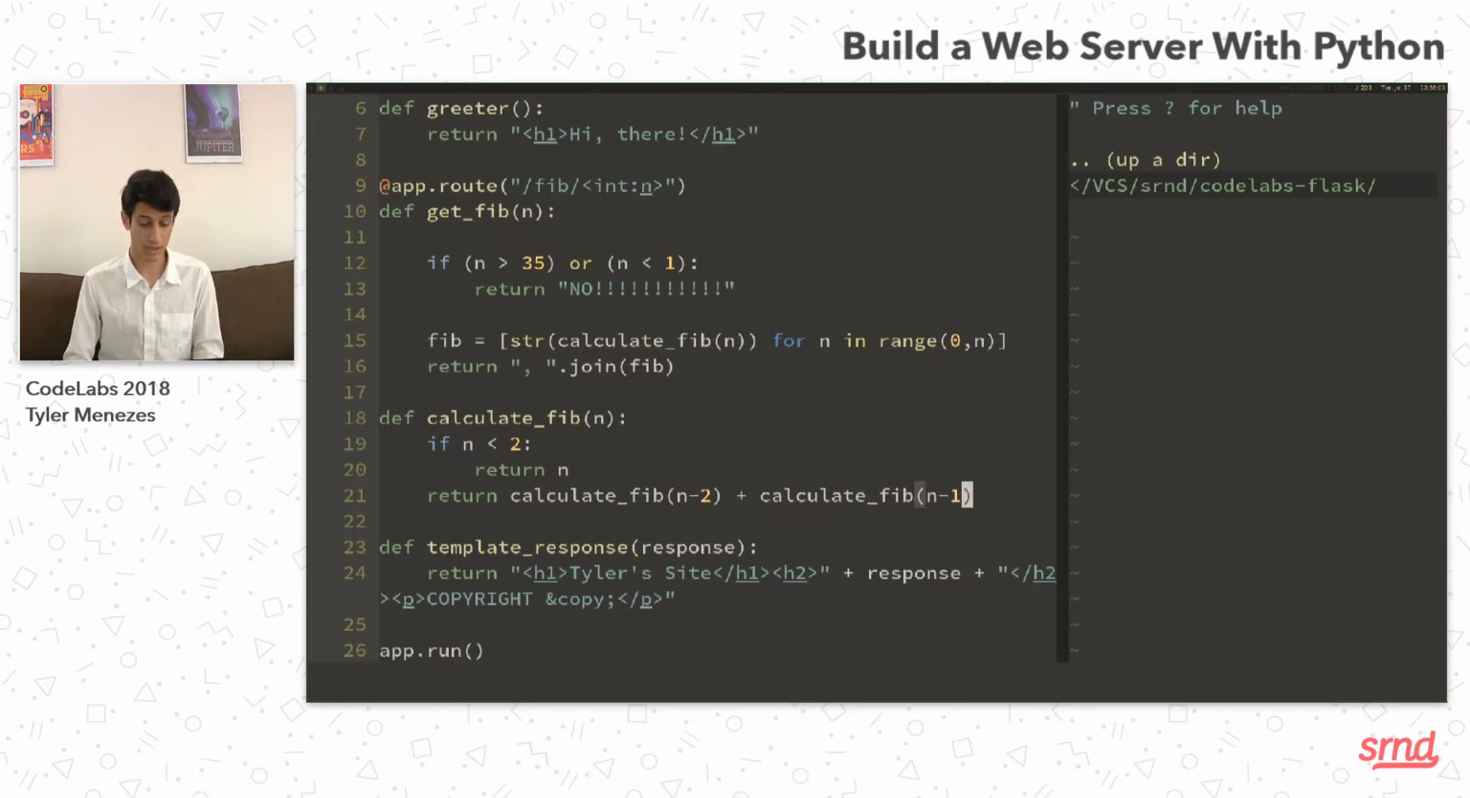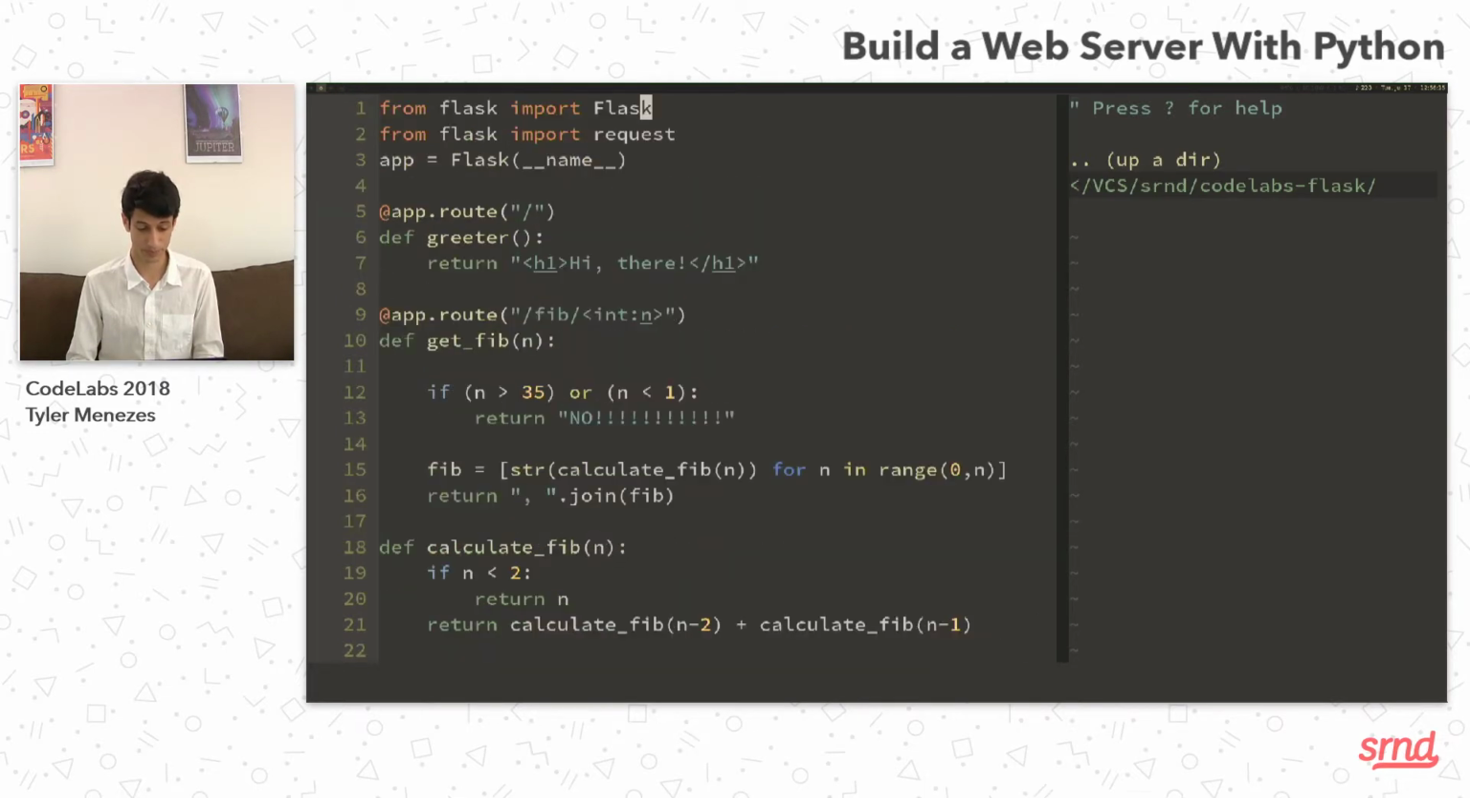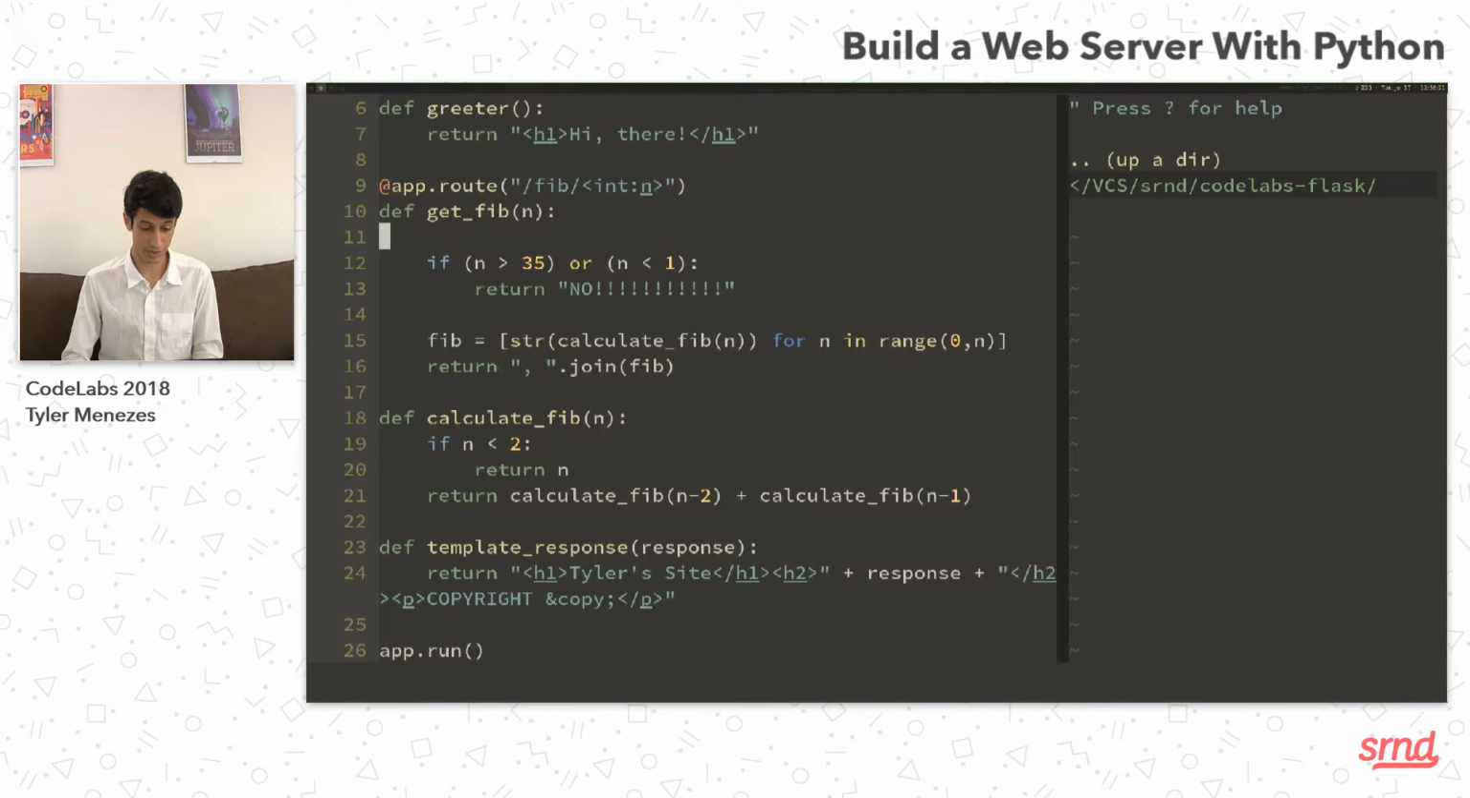So what we've done now is anything that calls this function, this template response function, right? It'll take a response as input, and it will return as output that response variable, but with this string in front of it and this string after it. So now what we can do is, instead of this, we can do return, what do we call our function now? Template response.